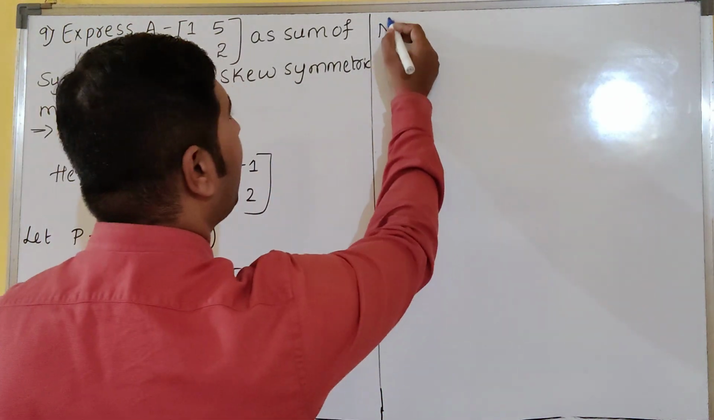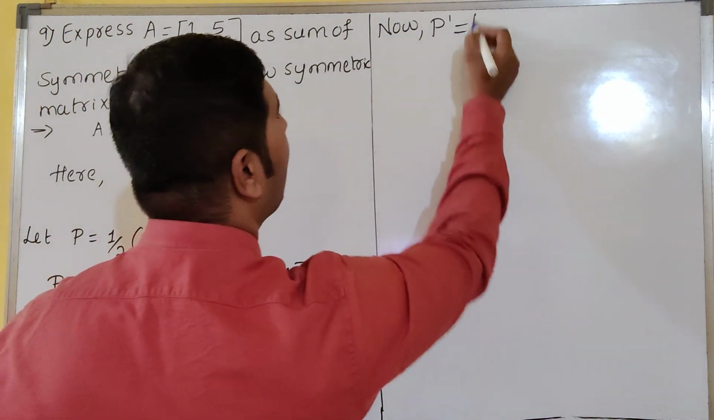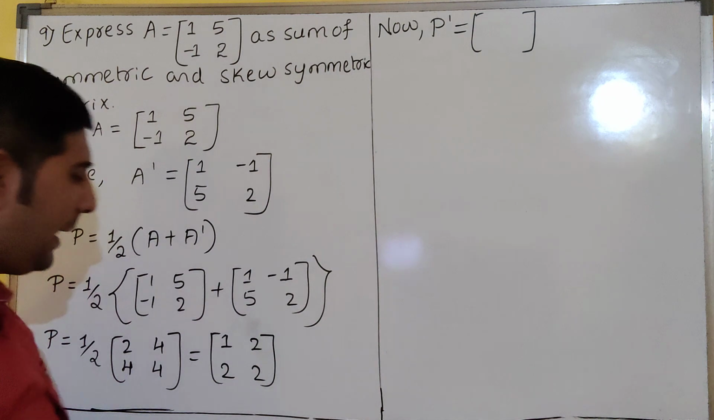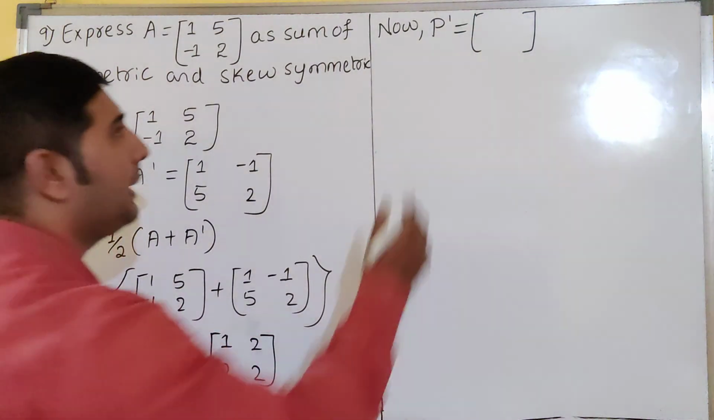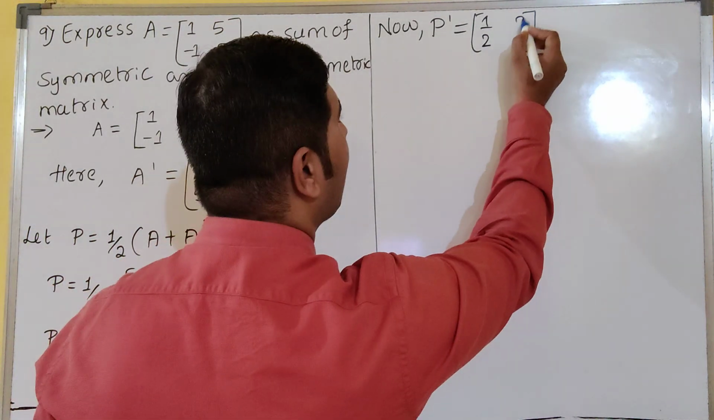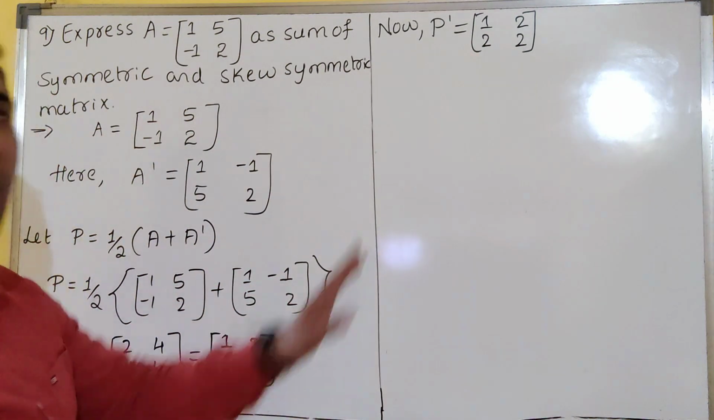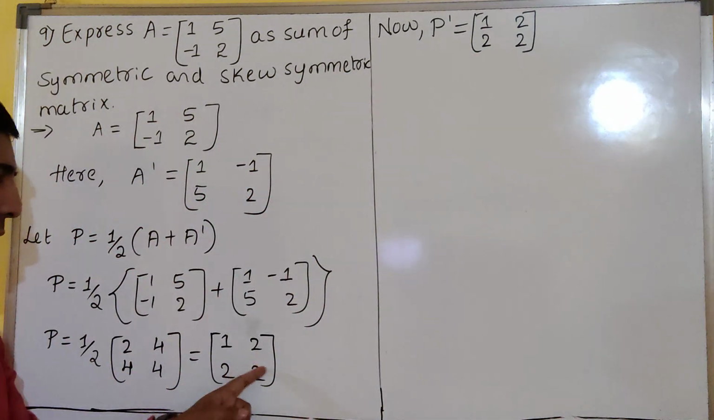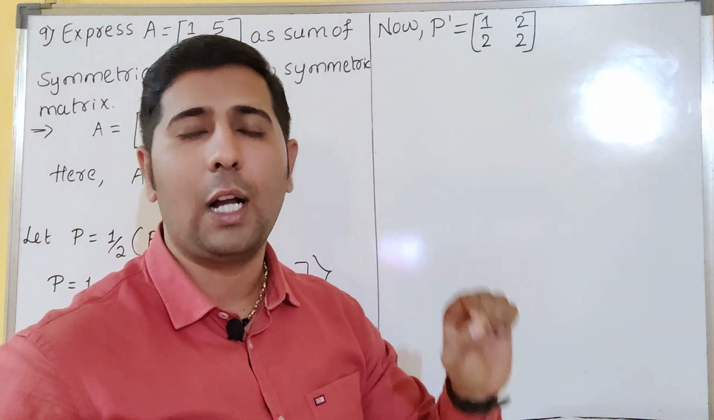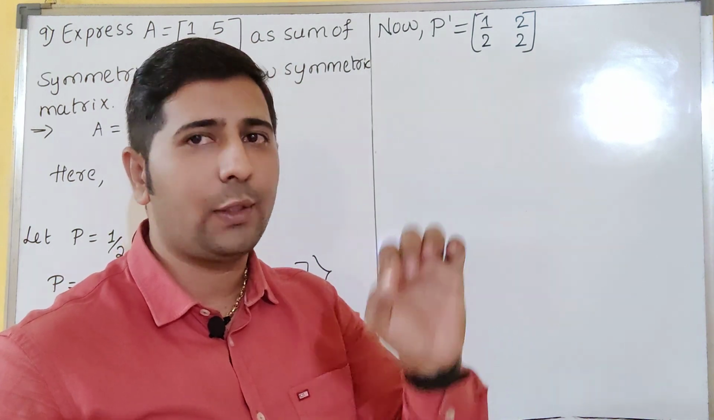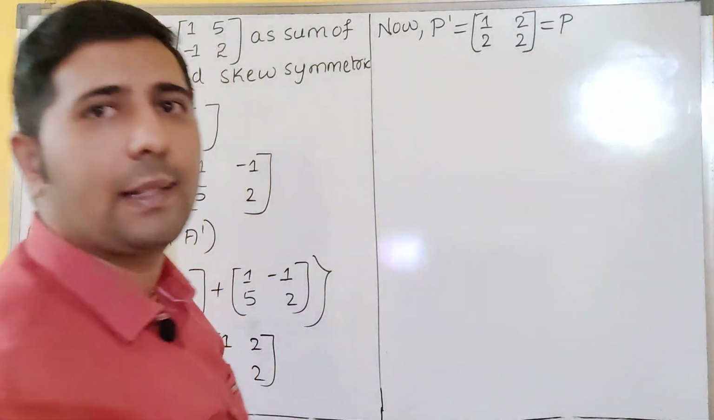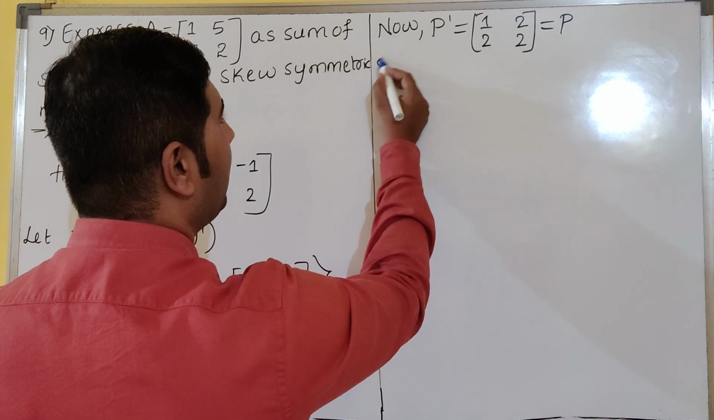So let us now take P transpose. Because I have to show P as symmetric. Now P transpose: the first row is 1 2, that will become the first column, 1 2. Second row is 2 2, that will become the second column, dear students. Can you see? So compare P transpose and P. P is [1 2; 2 2], P transpose is [1 2; 2 2]. If P transpose is equal to P, according to the definition of symmetric, A transpose is equal to A. So P transpose is equal to P means P is nothing but a symmetric matrix, dear students.